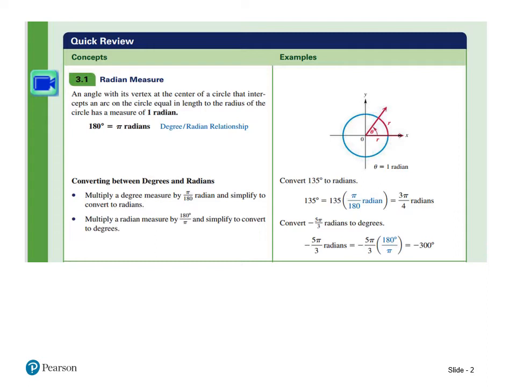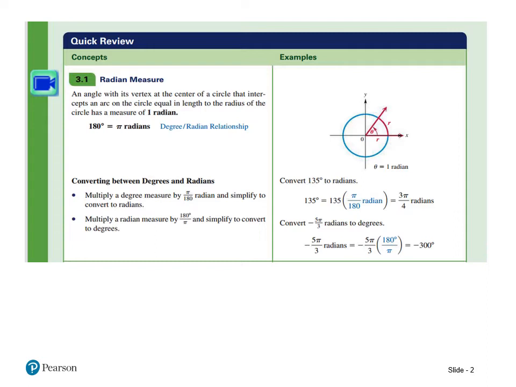In section 3.1, we first were introduced to the concept of radian measure and understood the definition here about how 1 radian is defined in relationship to the angle and the arc length of a section and its radius. Okay.